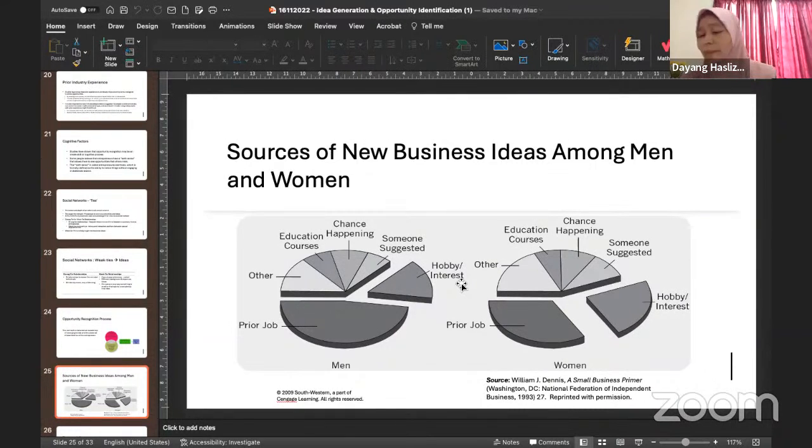However, for women, the job contributes 30%, about a third, of ideas from their previous job. Others come from education and chance happening, more or less the same as the men, someone suggesting, and also hobby and interest. So women can get business ideas from prior jobs as well as from hobbies and interests. So whatever hobbies or creative interests you have, maybe you can turn that into a business opportunity.